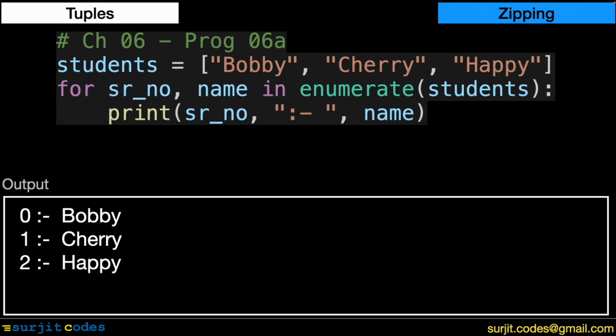Enumerate zips the index of an item with it and we receive a tuple in each iteration. The tuple then unpacks to give serial number and name. We print them for each iteration. If we want the serial number to start from a value other than 0, we give the starting value as the second parameter in the enumerate function.